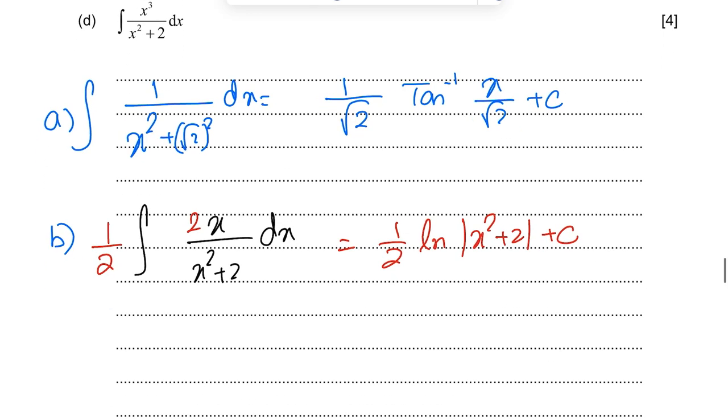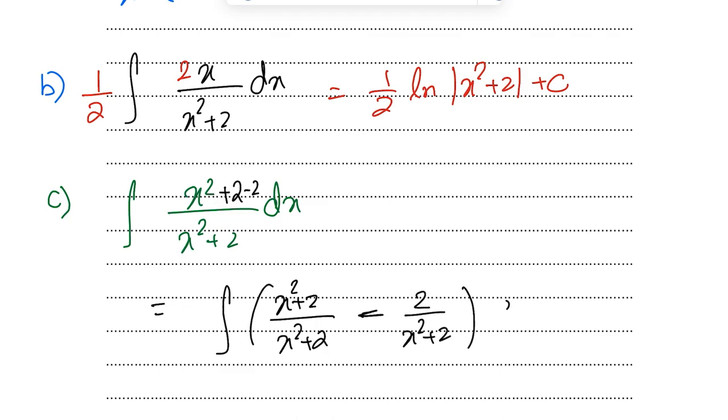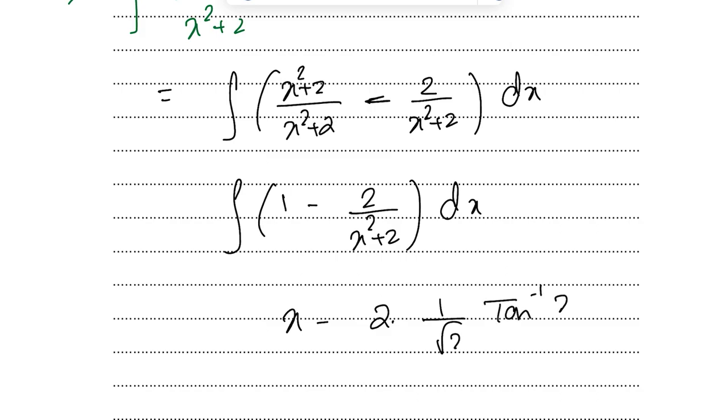Then part c, integral of x square upon x square plus 2 dx. So what can I do? I am going to add and subtract 2. So this becomes x square plus 2 upon x square plus 2, minus 2 upon x square plus 2, dx. So what does that become? 1 minus 2 upon x square plus 2 dx. One integral is x minus 2 times this tan inverse, 1 upon a, tan inverse of x upon a, plus c. This is the answer for part c.